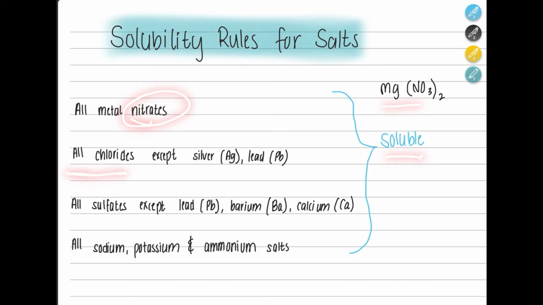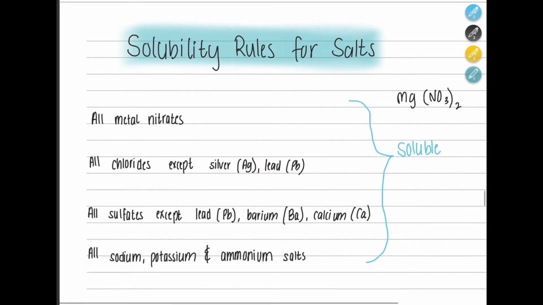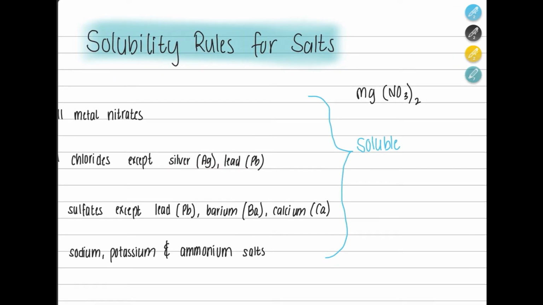All chlorides are soluble except silver chloride and lead chloride. So for example, if I write sodium chloride, NaCl, this is going to be soluble in water. But what if I write lead chloride or silver chloride, AgCl? This is going to be insoluble in water.